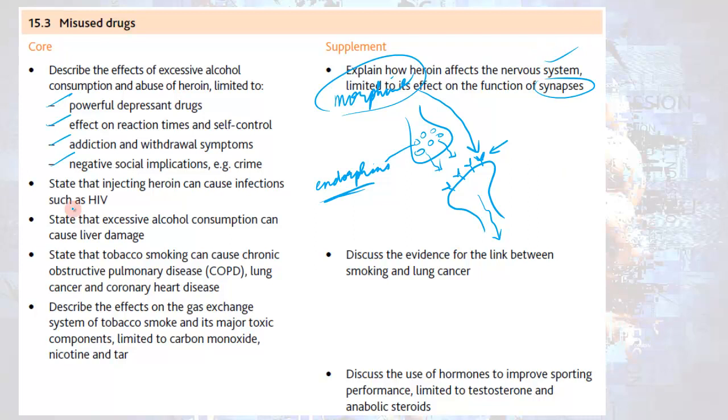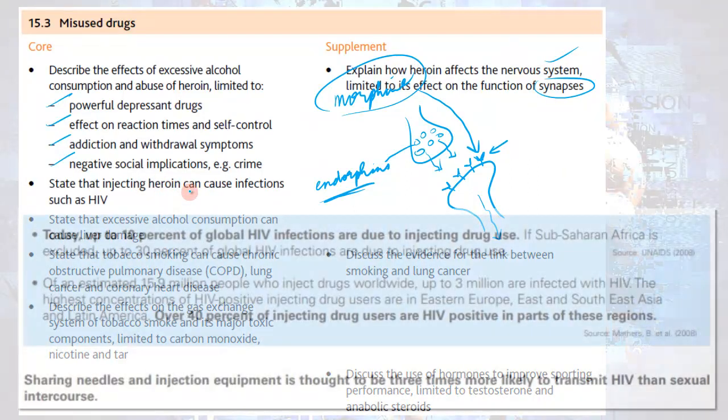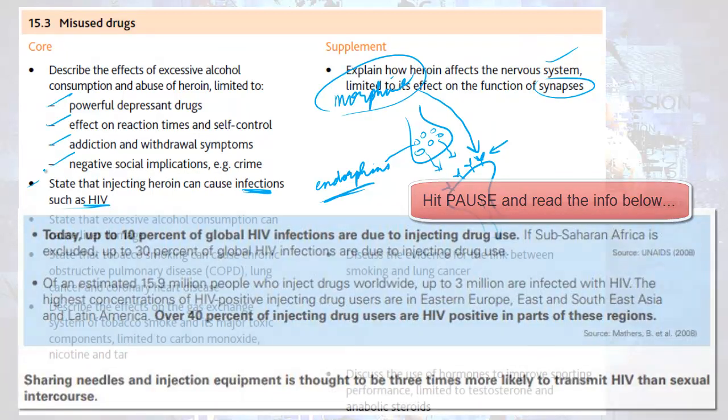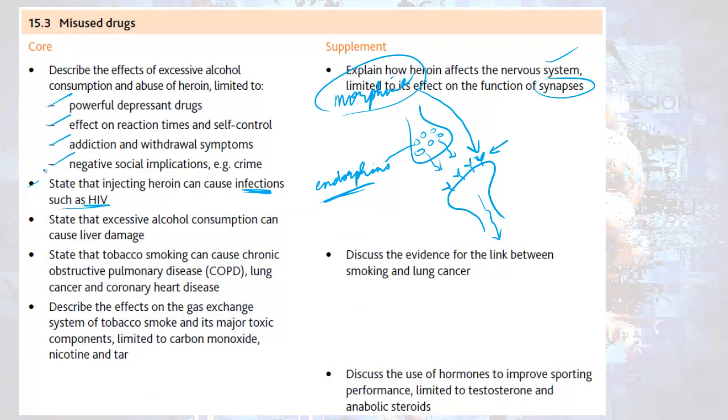Now, going further, heroin can be injected, which means, of course, there is a chance of getting infections such as HIV. Because in the case of drug users, very often they are not even aware, they could end up using each other's needles. State that excessive alcohol consumption can cause liver damage. We did that. We spoke about liver cirrhosis as well as cancer. State that tobacco smoking can cause COPD, lung cancer, and coronary heart disease. We did that. We just need to name these things.